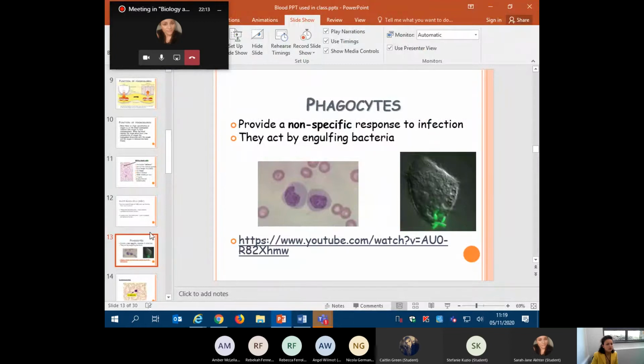Right, so phagocytes are so-called non-specific, they provide a non-specific response. What that means is that phagocytes, if you like, don't care what kind of invader they're coming across. Whatever it might be, they are just going to act on it and engulf it, regardless of what type of infection it is. So that's why it's non-specific. They're a little bit like a community police officer, just walking around the streets, and they notice there is trouble somewhere and they go and investigate and see what happens.